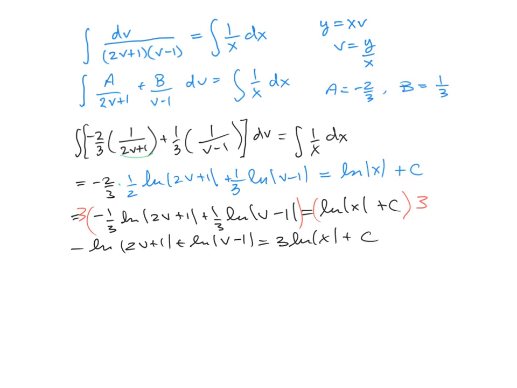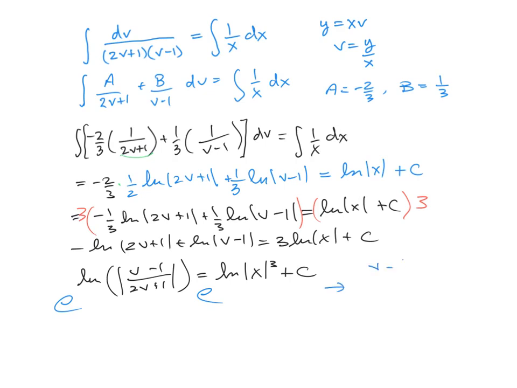constant c. All right, next step is to use the rules of log. So we write this as a fraction. So this is the natural log of the fraction v minus 1 over 2v plus 1 in absolute values, and that's equal to natural log of x to the 3rd power plus c. We can now exponentiate to get rid of our logs, and that turns into v minus 1 over 2v plus 1 in absolute values is equal to c times x cubed.